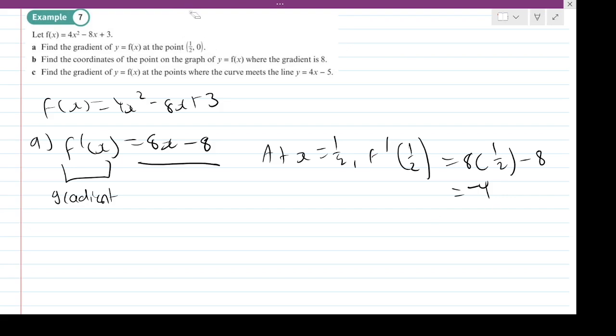So if you want to find the gradient at a point, we can differentiate to find the overall gradient for all values of x, then plug in the value of x you want to get the gradient at that point.